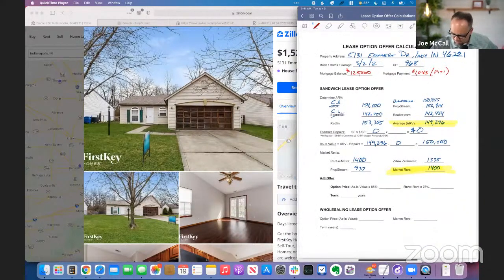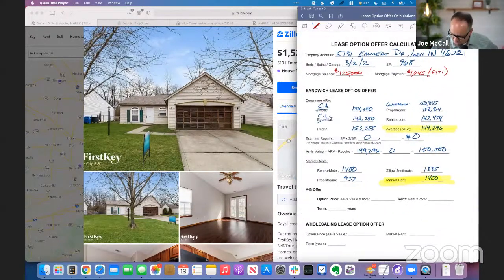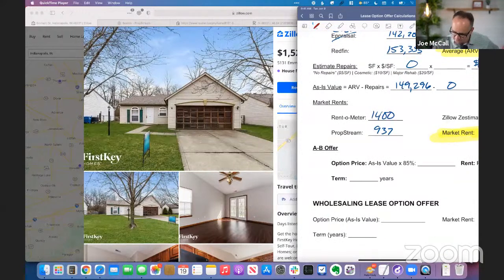All right, so here we are, back to this thing now. We're saying the ARV is about 150, the market rent's about 1,400. Now, here is the A to B offer. This is the all-important A to B offer. This is what I'm going to be offering the seller. You guys are still good? You can still see my screen here, right? PropStream will sometimes give you the mortgage balance, but it's not 100% accurate.